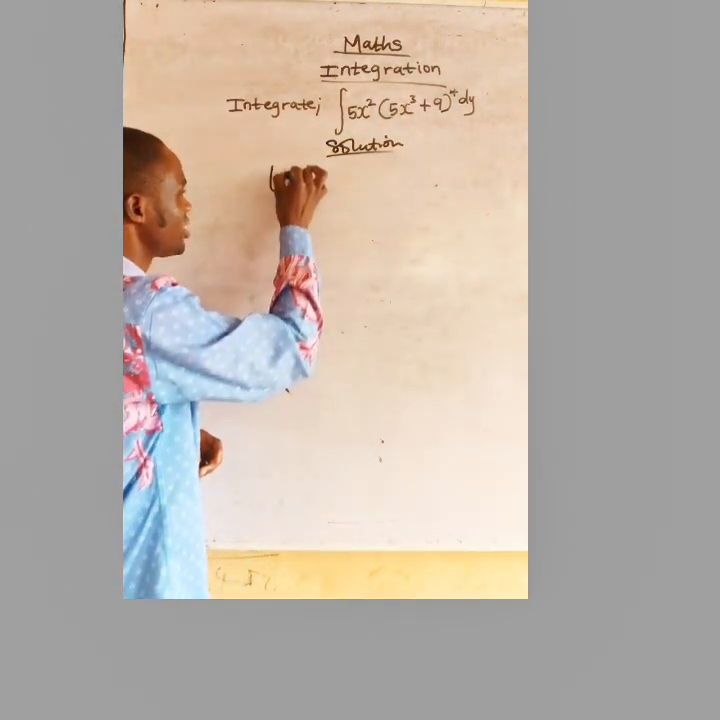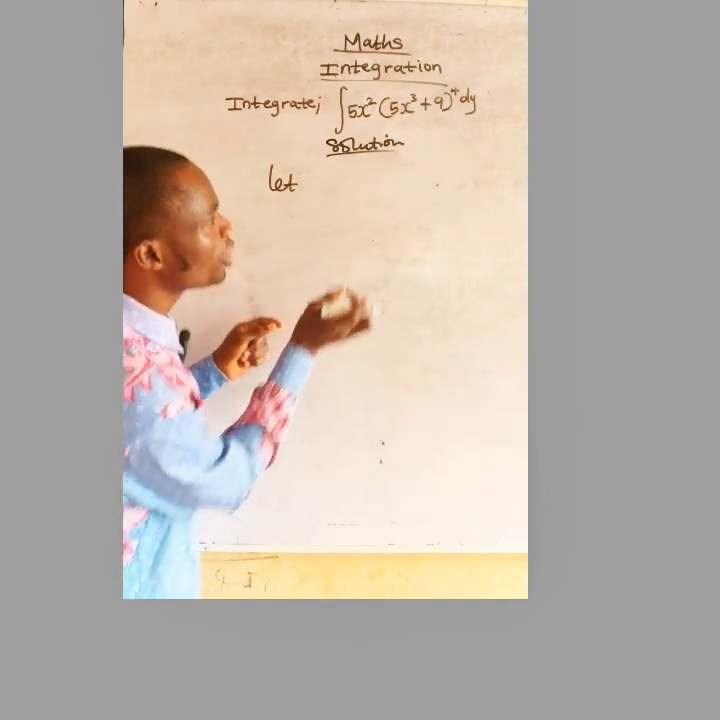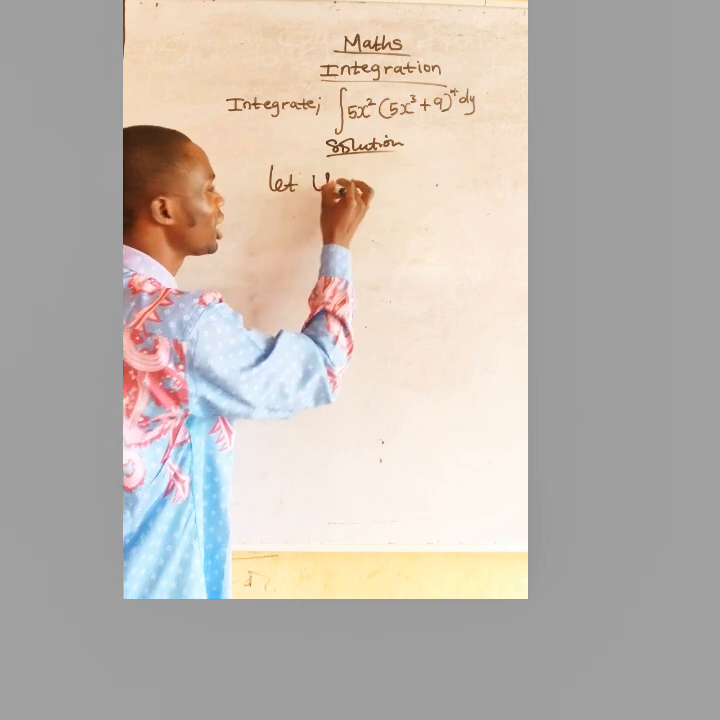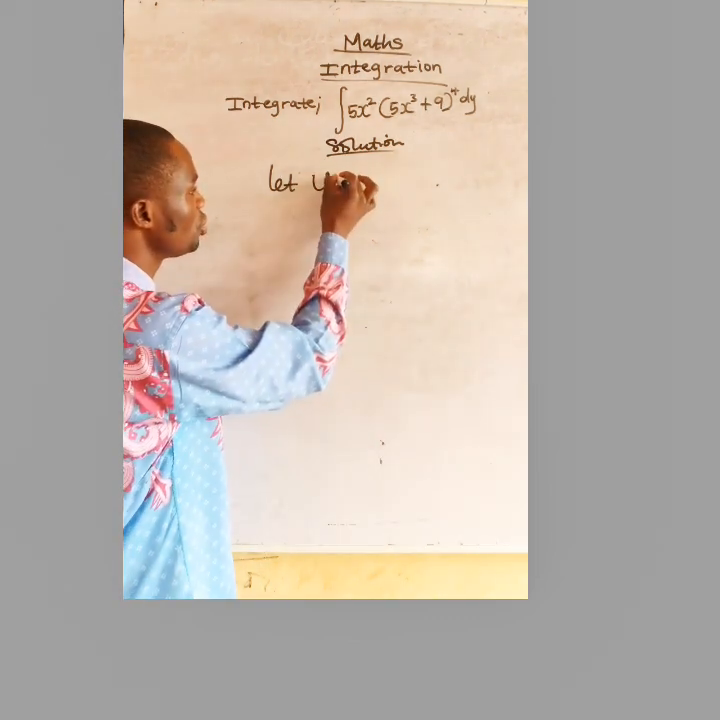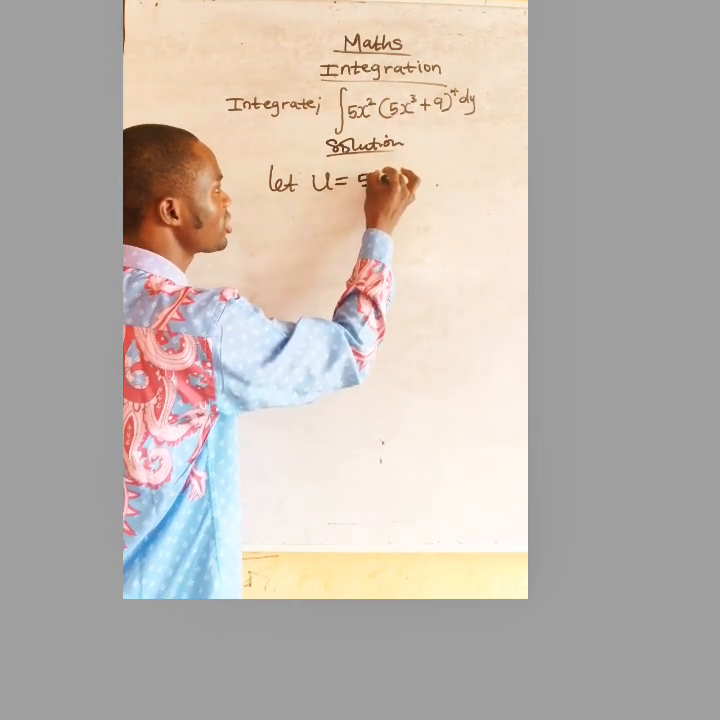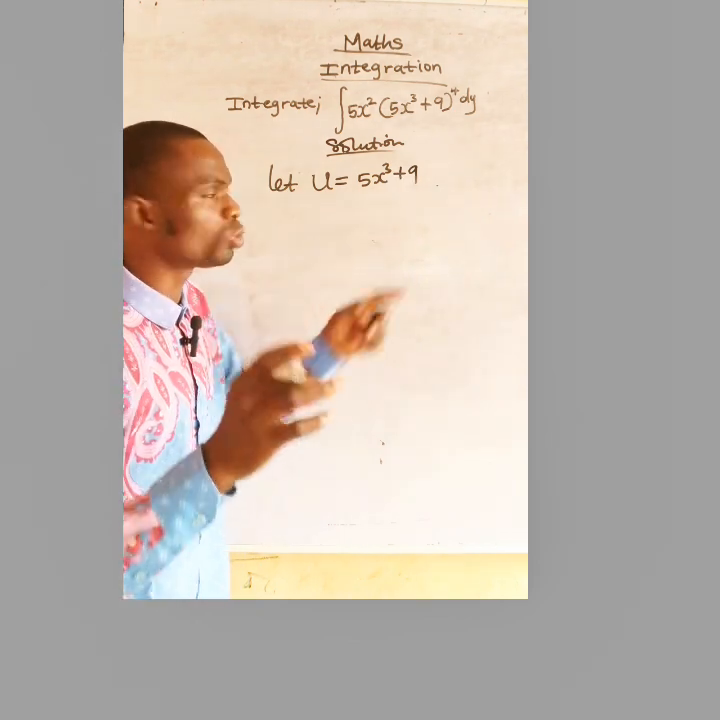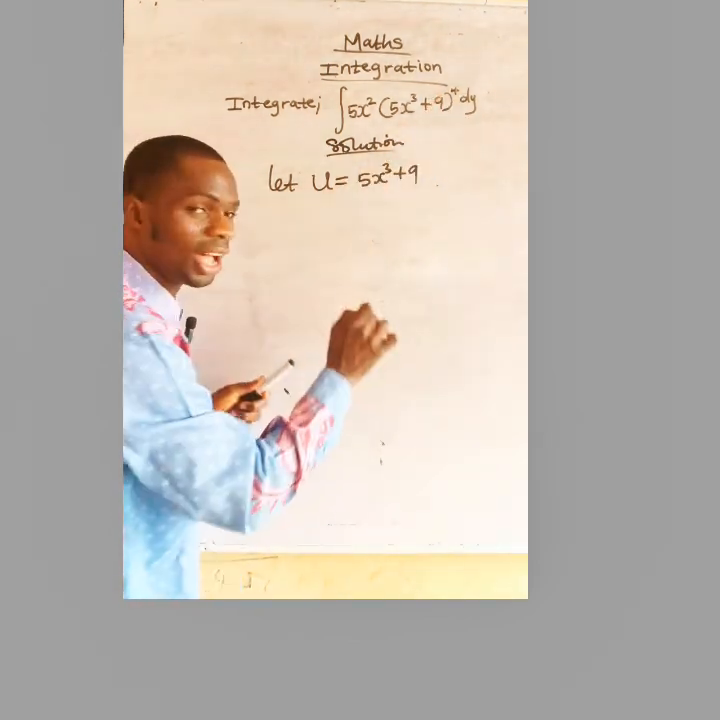Then you say let. You can use any letter you want, but I want to make the function inside the bracket my u. So I can say let u. You can decide to use z, or any letter of your choice. So let u be what is inside the bracket. That is 5x raised to power 3 plus 9. You don't need to touch the power. A time is coming whereby we need that, but now you don't touch it.